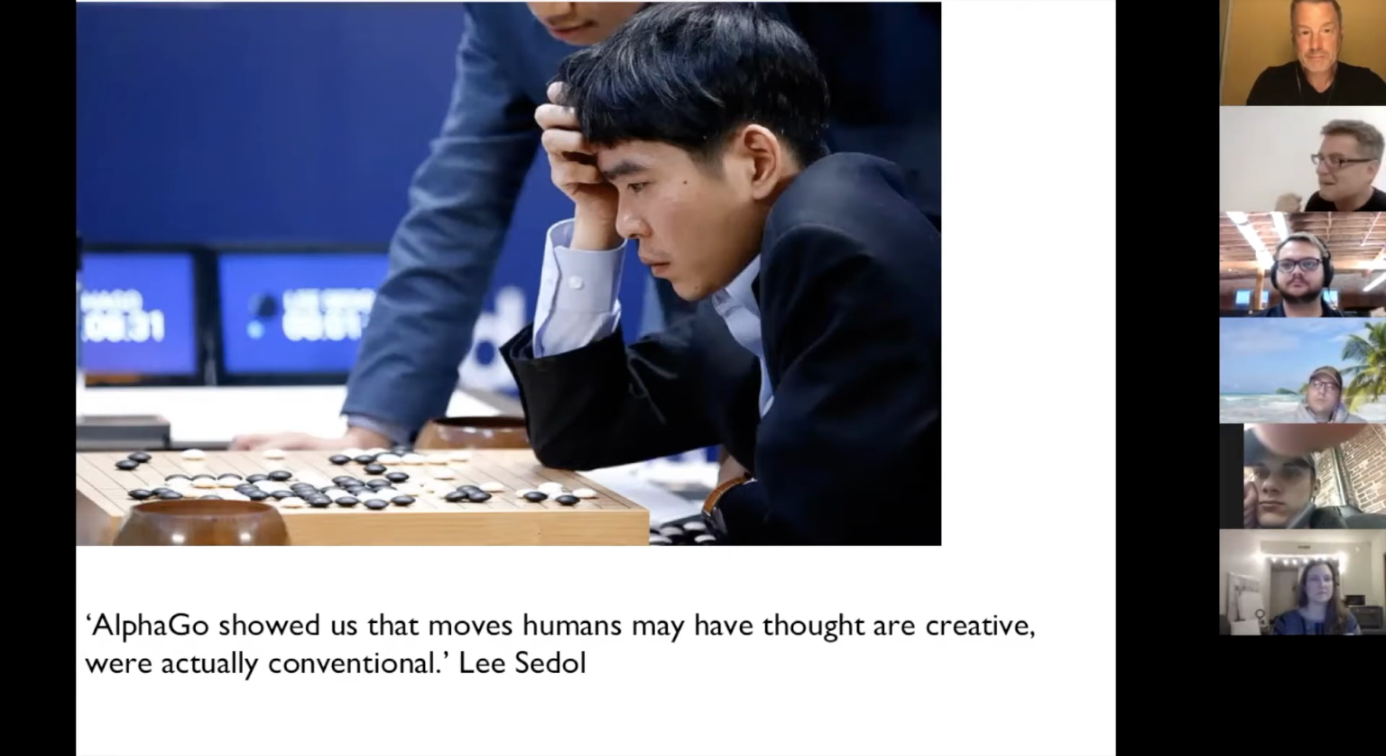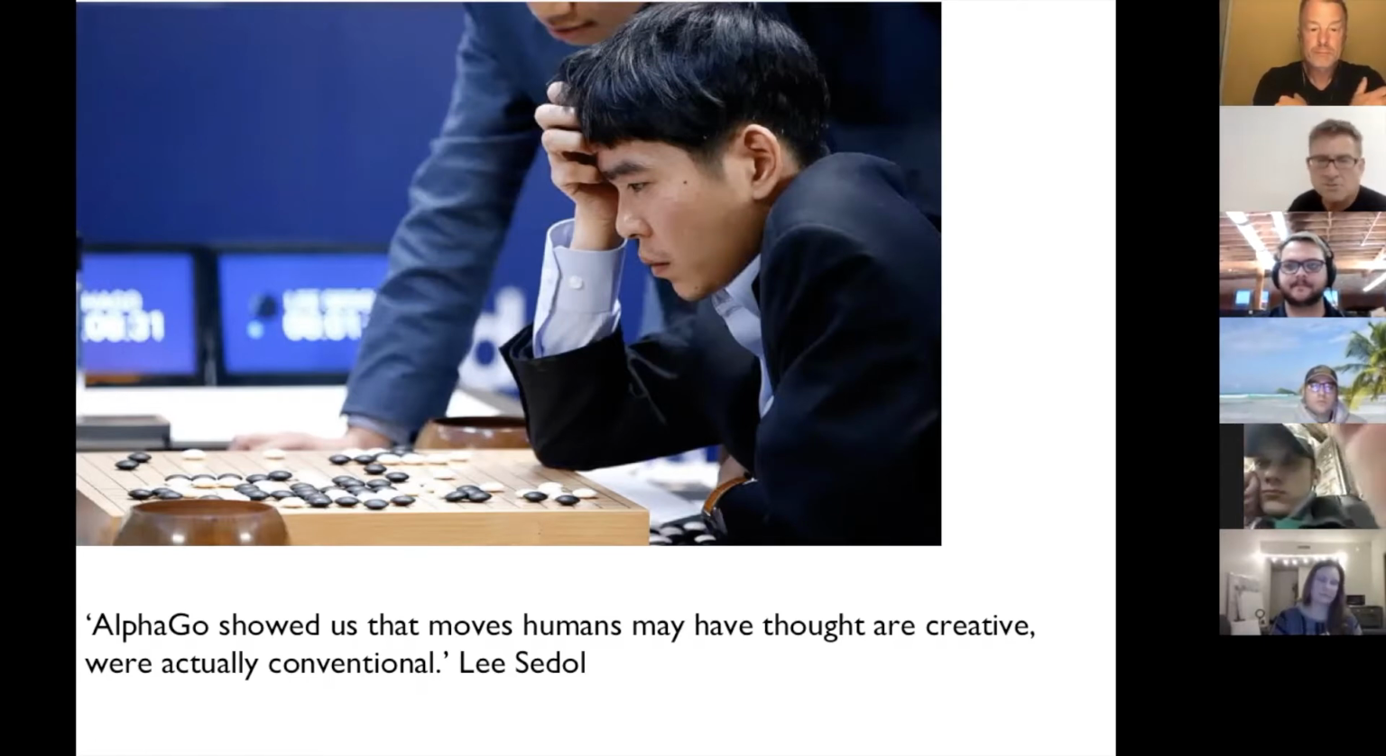And anyway, AlphaGo, this is a comment from Refik Anadol, showed us that moves humans may have thought are creative were actually conventional. And that relates to architecture, because that's exactly what they found using AI in architecture, that AI comes up with things that are just beyond what we could have imagined.